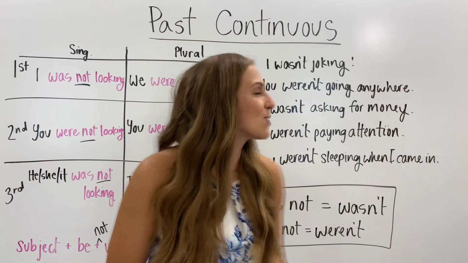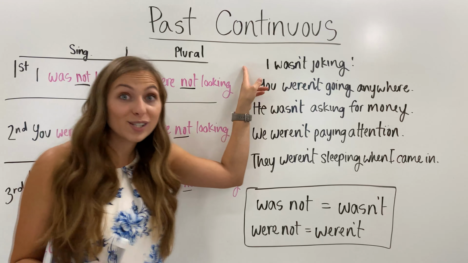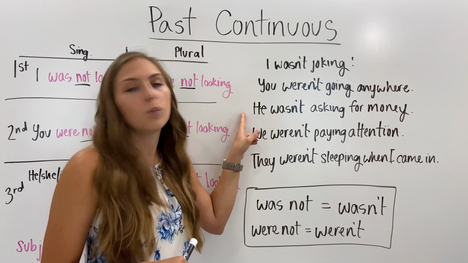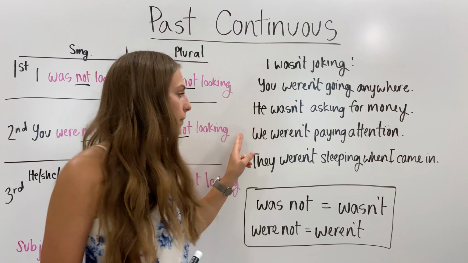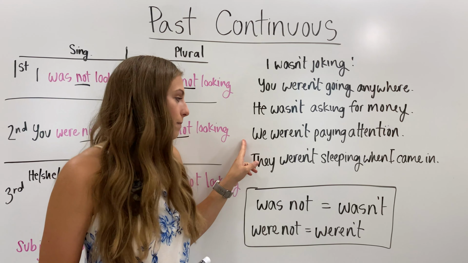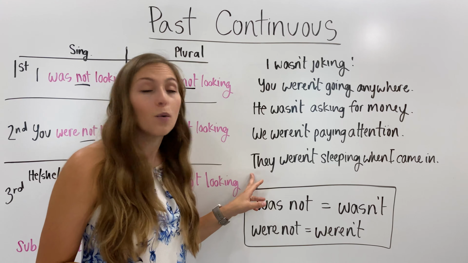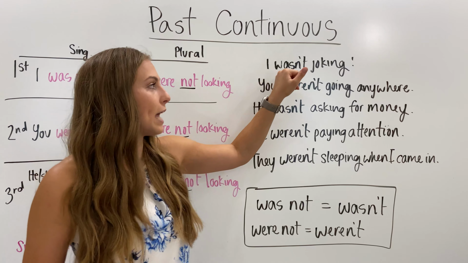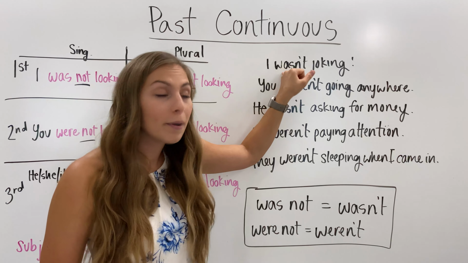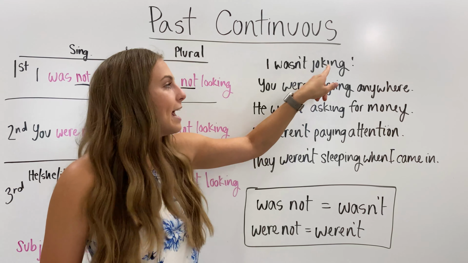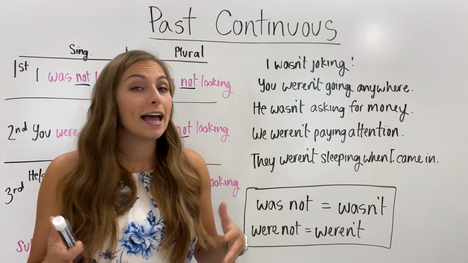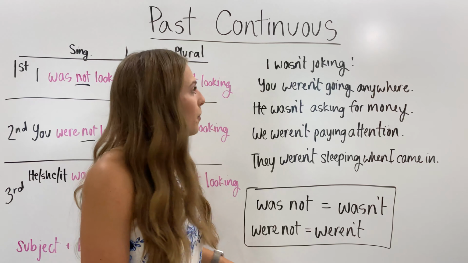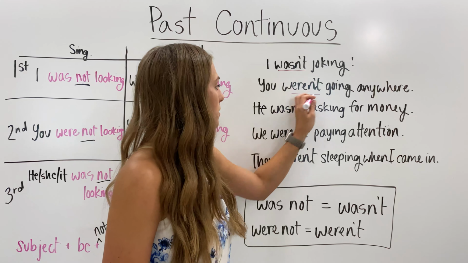So let's look at these examples. I wasn't joking. You weren't going anywhere. He wasn't asking for money. We weren't paying attention. They weren't sleeping when I came in. As we can see, we have our subject, we have our be verb, our negative not, and then our ing verb. You might notice that I used contractions on all of these examples.